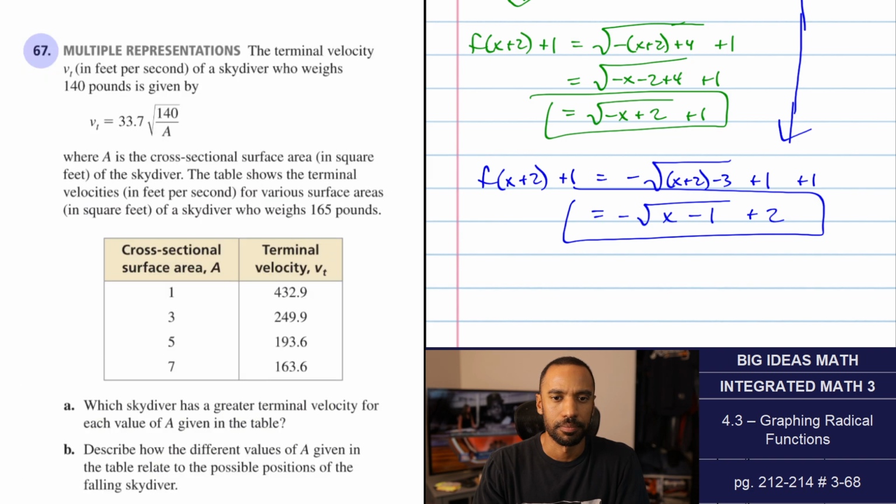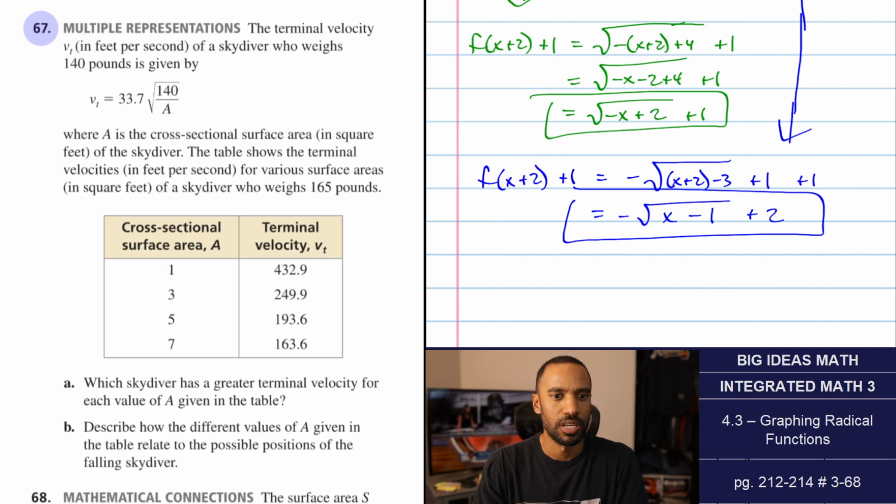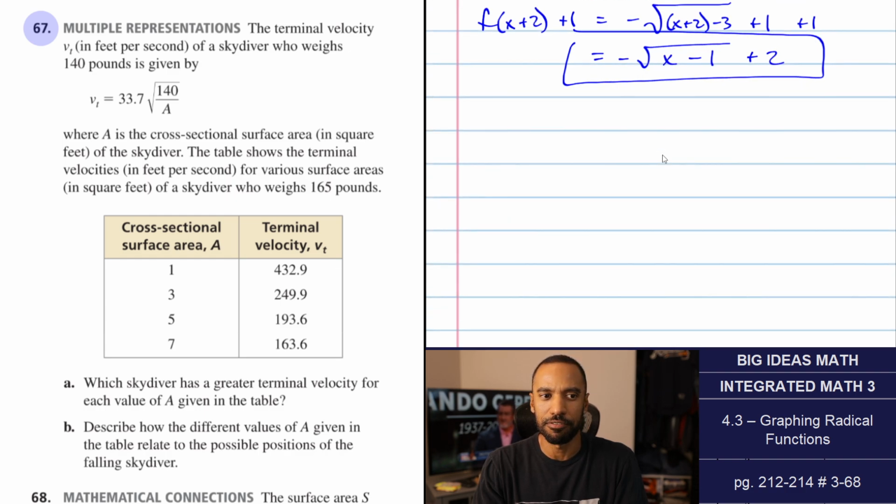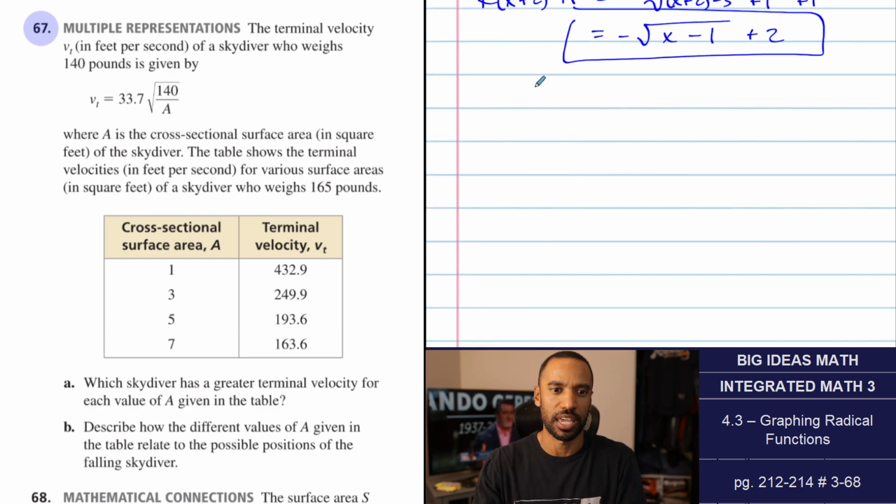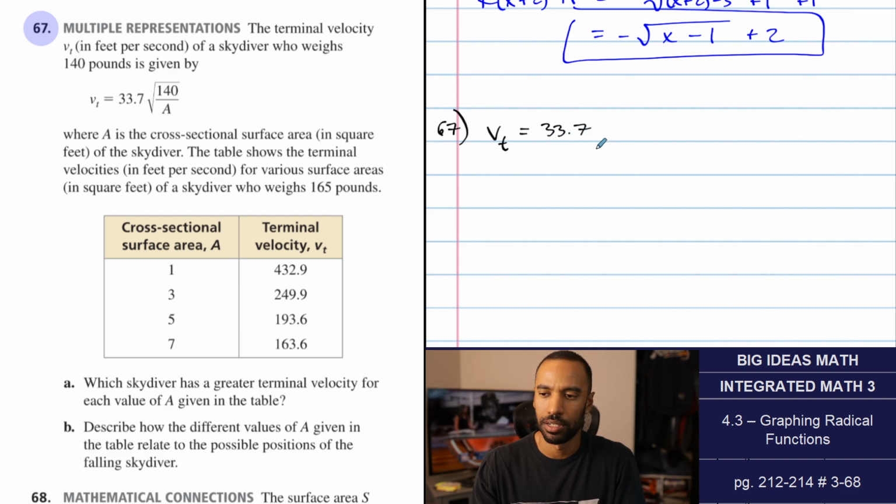Number 67. Two more questions. Number 67. Of course, this has two parts. The terminal velocity v sub t in feet per second of a skydiver who weighs 140 pounds is given by v sub t equals 33.7 times the square root of 140 over A.